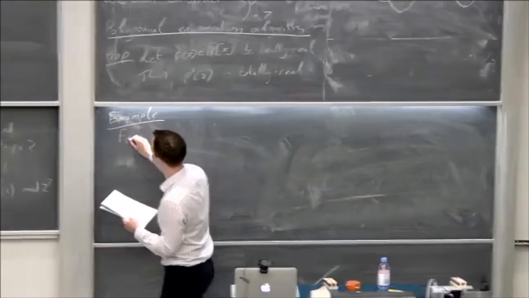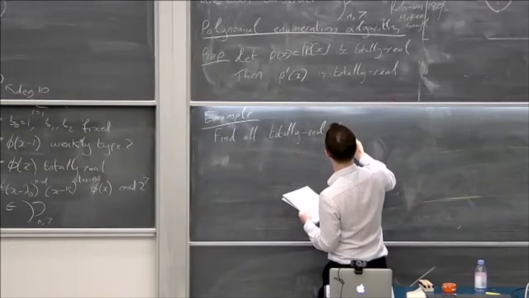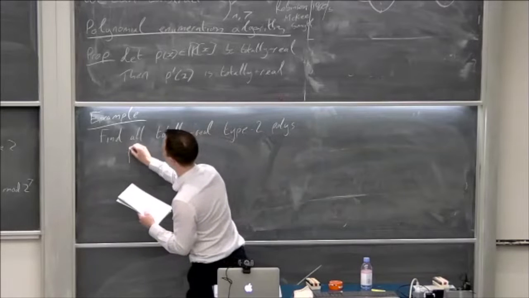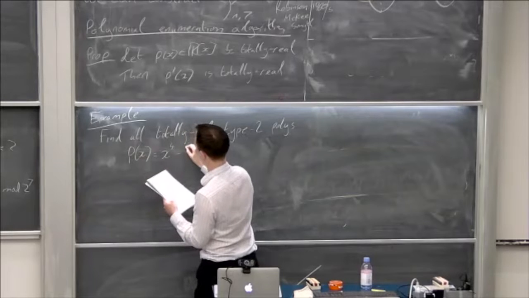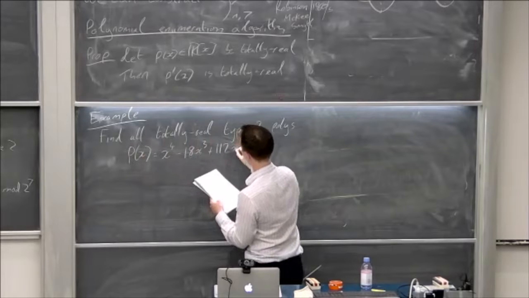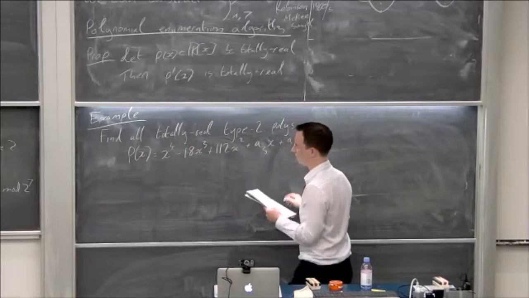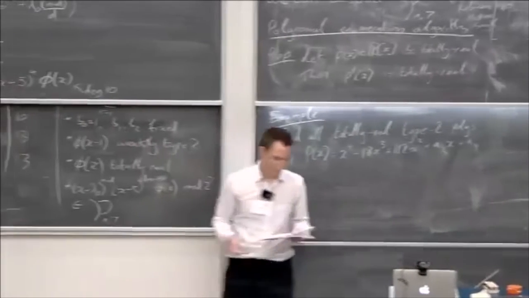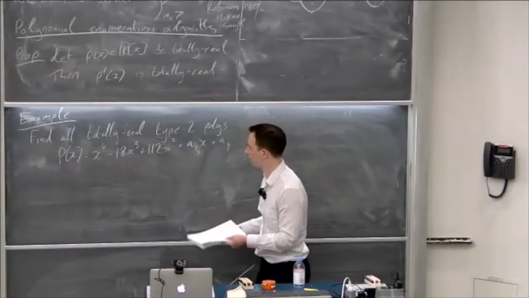So in this example, I want to find all totally real, type 2 polynomials of the following form. I know the top 3 coefficients. Let's say it's a degree 4 polynomial, x to the 4 minus 18x to the 3 plus 112x squared plus a3x plus a4. So I know the top 3 coefficients. This is the case for these phi. And I want to find all the possibilities for this. So this is pretty much what we're doing over here.